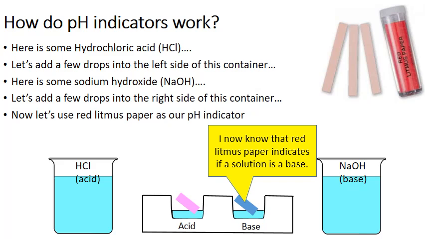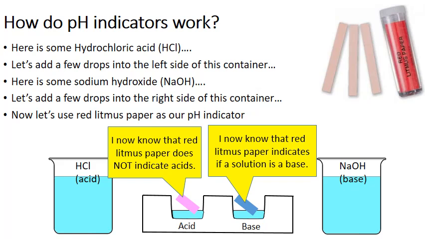So I can use, for instance, red litmus paper to identify if something's an acid or a base. Look on the left side. If you put red litmus paper into an acid, no color changed. So I know that red litmus paper does not indicate if something is an acid. On the right side, I know that red litmus paper does indicate if something is a base. So right now I know that red litmus paper will indicate the presence of a base based on the color change.